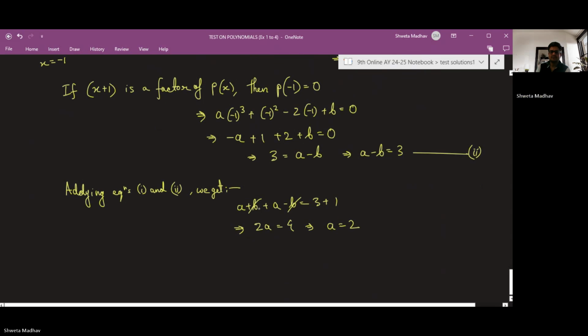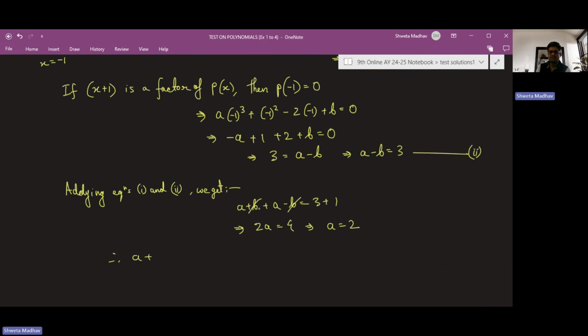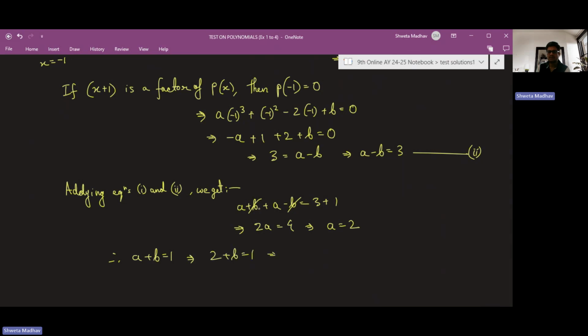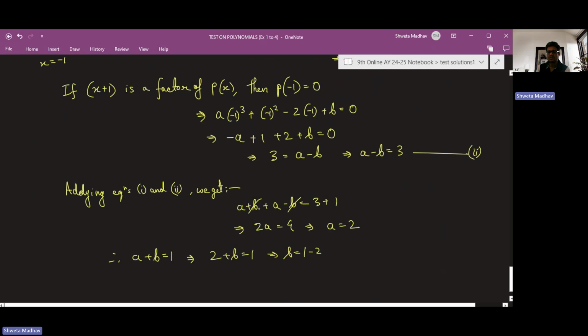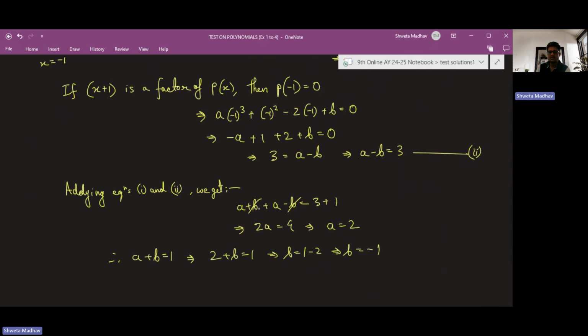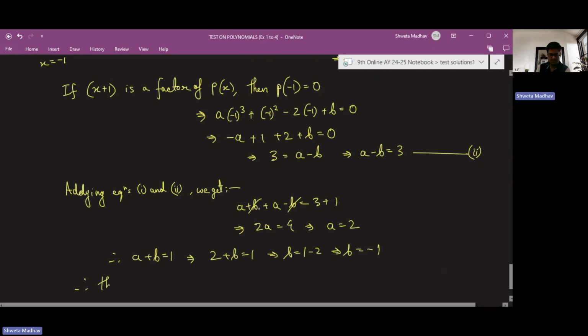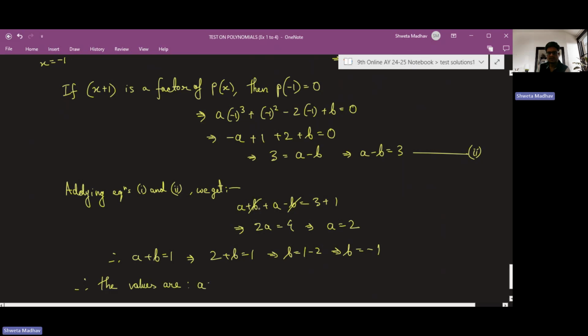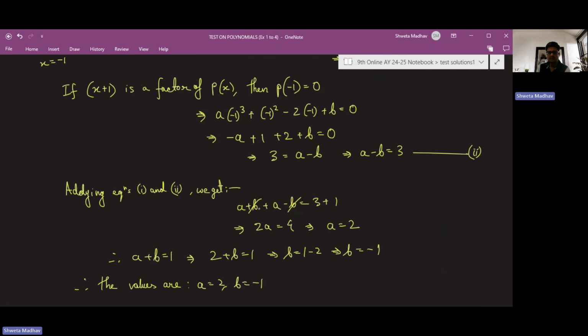So if I put the value of a in equation 1, where a plus b is 1, then 2 plus b is 1. So b will be equal to 1 minus 2, that is b is minus 1. Therefore the required values are a equal to 2 and b equal to minus 1. So this is the final answer.